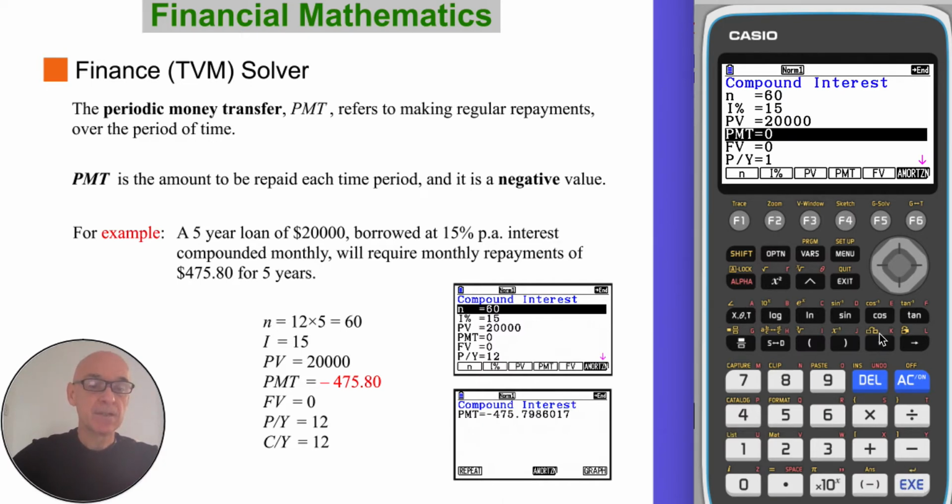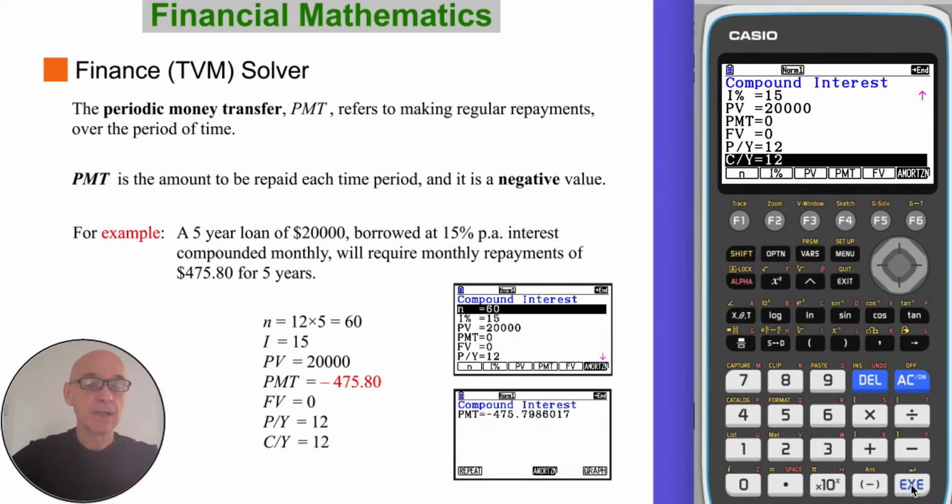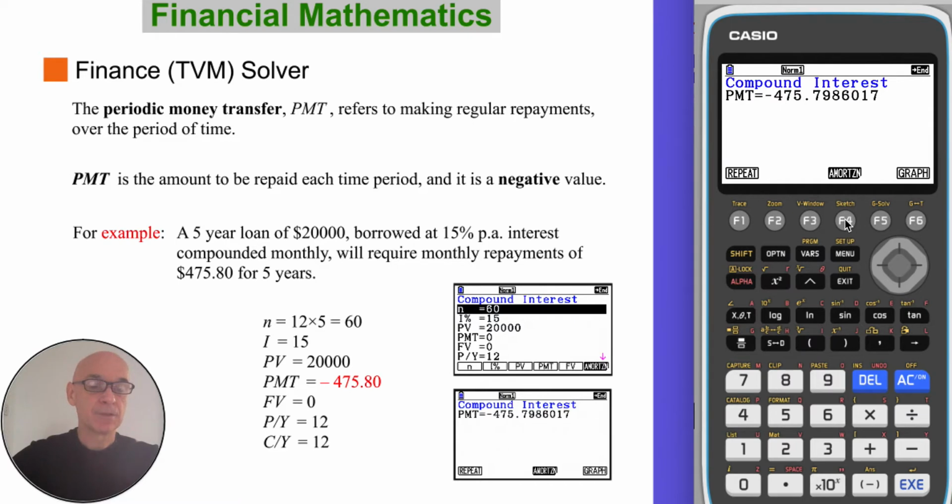For PMT, we can leave that blank because that's what we're going to solve for. For the final value, we enter 0 when the loan has been paid off. And for the number of payments per year and the number of compounding periods per year, we enter 12. Then pressing F4 to solve, the PMT gives us monthly repayments of $475.80.